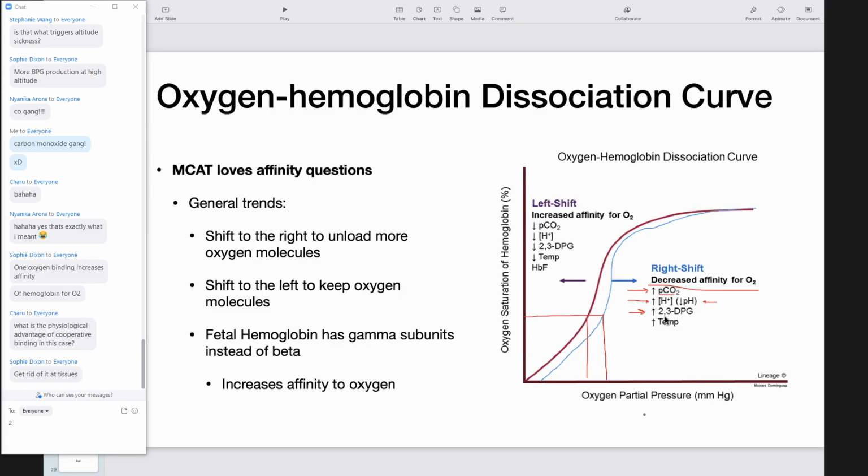And same thing for temperature. If we have a high temperature, we're undergoing a lot of different metabolic processes. We're using O2, and so that's going to cause the oxygen to leave the hemoglobin as well.